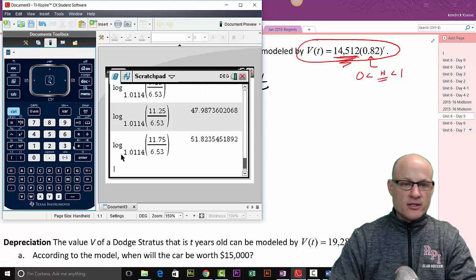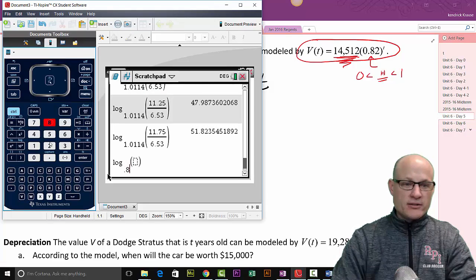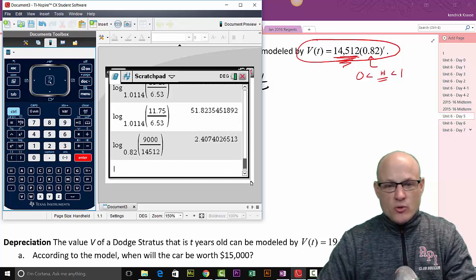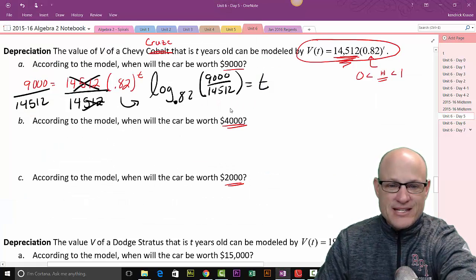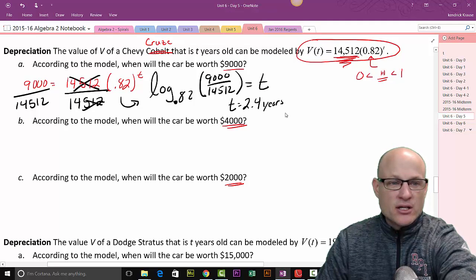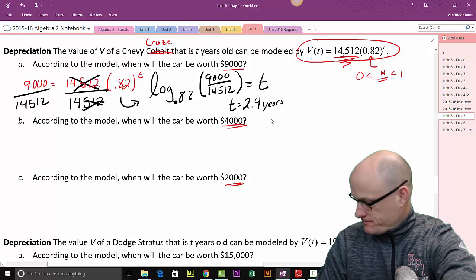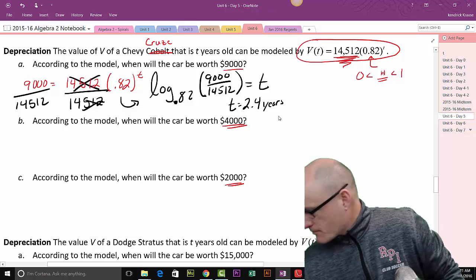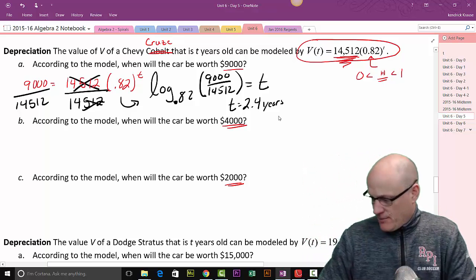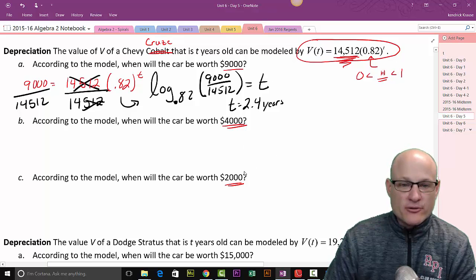So, to my calculator. I'm going to do log base 0.82 of 9,000 divided by $14,512. 2.4 years. So t equals 2.4 years. So what's the question asked? According to the model, when will a car be worth $9,000? In 2.4 years. It didn't say to round, but I would say in 2.4 years.